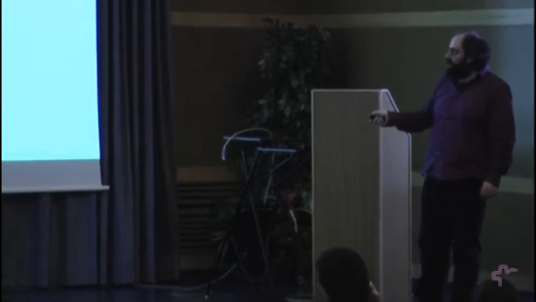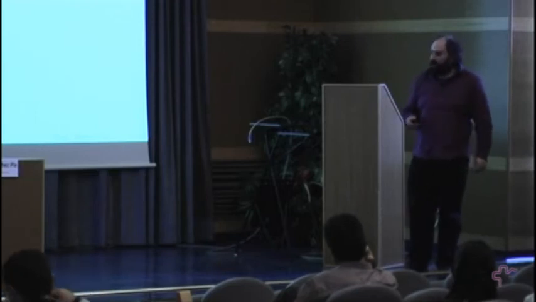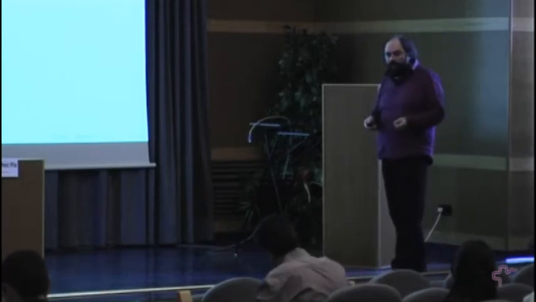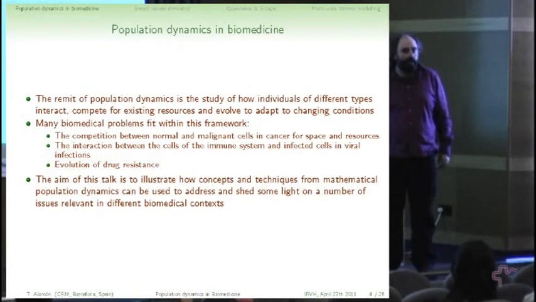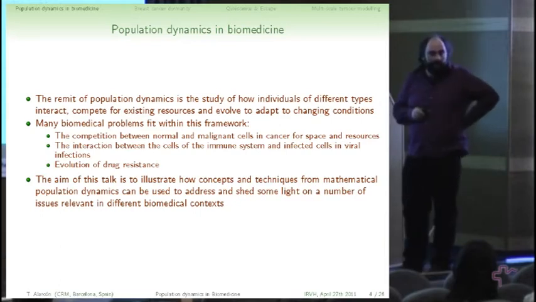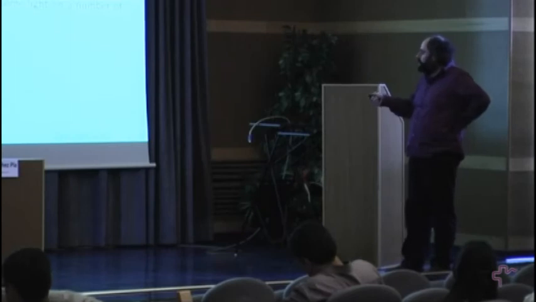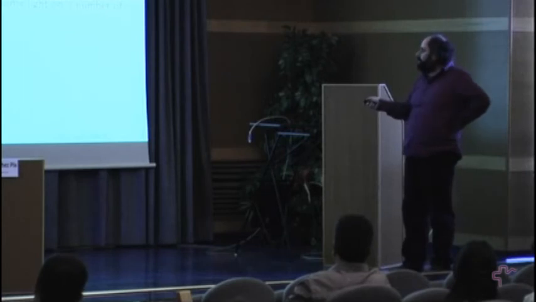And also there are problems in evolutionary dynamics, which I will not deal with directly in this talk, but they are also important because they are related to things like evolution of drug resistance in a number of contexts, like cancer or bacterial infection. By the way, if you have any question, please stop me at any time. I'm happy to answer whatever question you have. My aim for this talk is to illustrate how the concepts and techniques from the mathematical theory of population dynamics can be used to address this sort of problems, and hopefully shed some light on a number of relevant issues for the biomedical community.